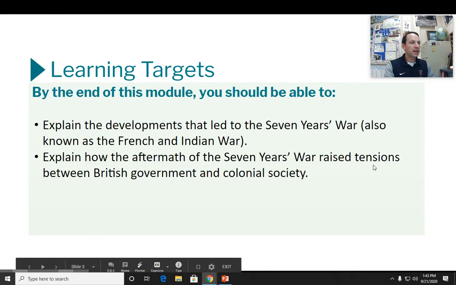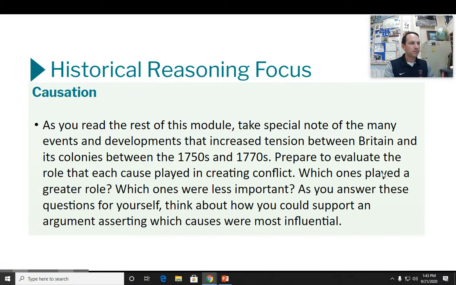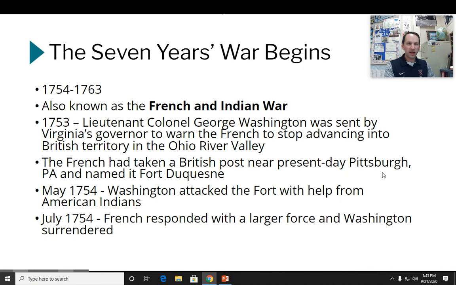All right, so the beginning. The first section is called International Conflicts Cause Colonial Tensions. And again, I'm not going to go over this slide by slide and go over everything, because by this point, you're probably pretty familiar with a lot of this, but I want to go over some of the bigger details or the big picture stuff.